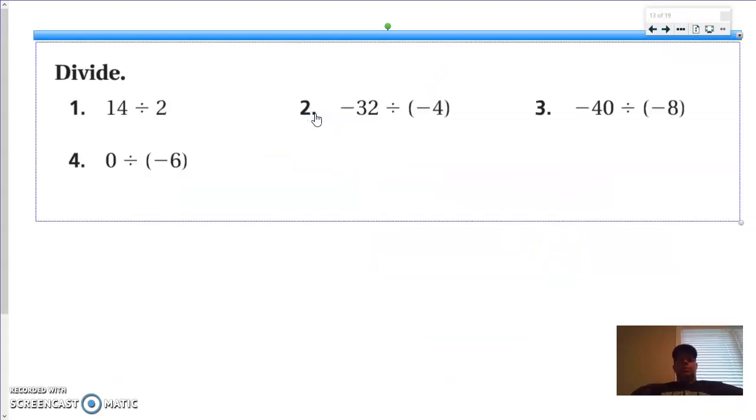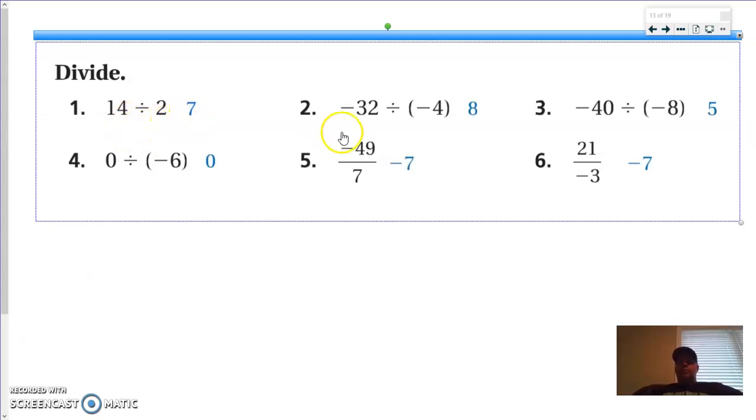Here are a few more problems that I would like you to try. Please pause the video while the students try these 6 problems. Again, hopefully you had a chance. This is a regular problem that we've all done for quite some time. 14 divided by 2 gives us 7.